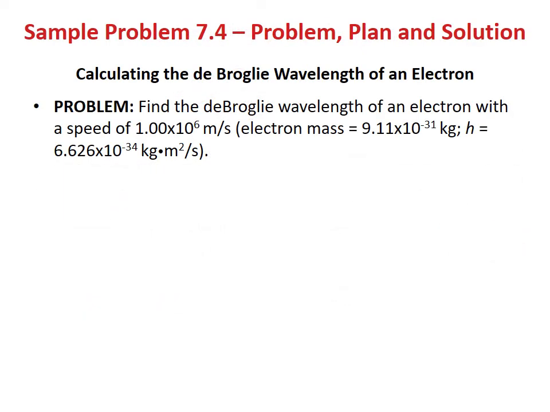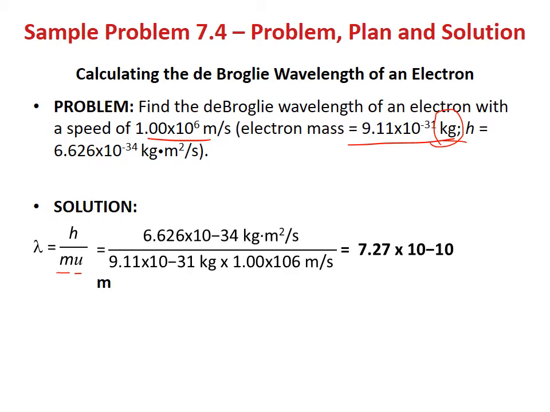Sample problem 7.4. Find the de Broglie wavelength of an electron with a speed of 1 × 10⁶ meters per second. So the equation of de Broglie wavelength is Planck constant divided by momentum, and the momentum is calculated by mass times speed. So the mass is given here, 9.11 × 10⁻³¹ kilograms. Note that the SI unit is kilogram for mass, all right? And speed is 10⁶. So plug in the data.